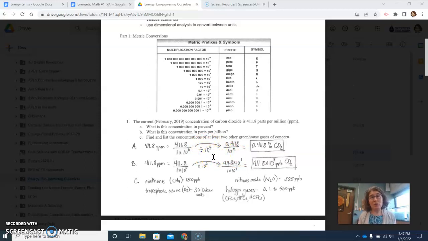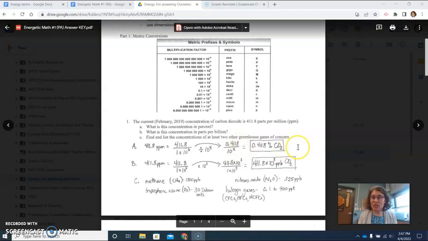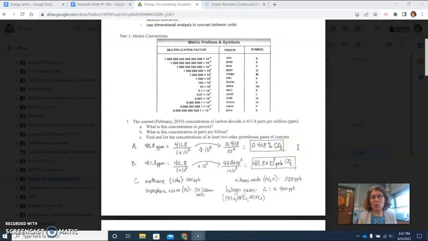So you can actually do this without even using a calculator if you're using scientific notation. So if I am dividing this by 10 to the 4th, I am subtracting that exponent, 6 minus 4, to get to 0.4118 over 10 to the 2nd. So our percentage then is 0.4118%.